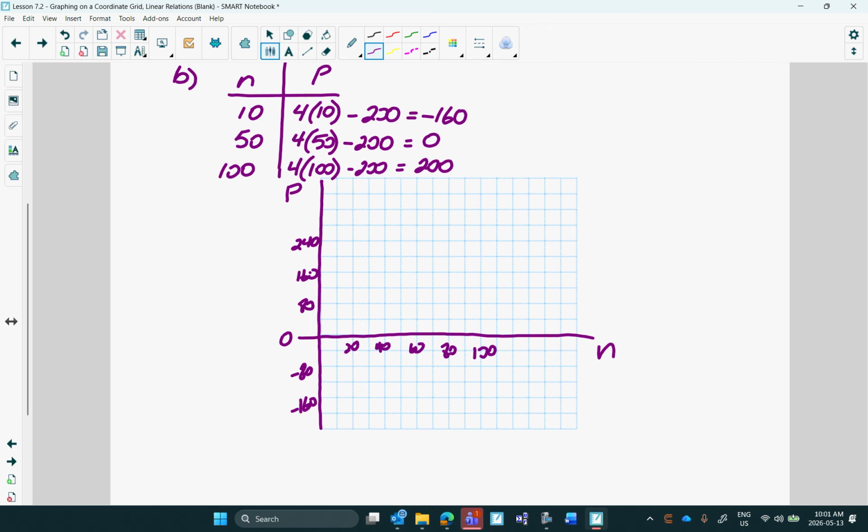We've got 10, negative 160. So 10, and then down here. Right? 50, 0. So 10, 20, 30, 40, 50, 0. 100, 200. So 100's way out here. 200 is up here. Notice those 3 points are going to form a line. So that's a graph of our equation.